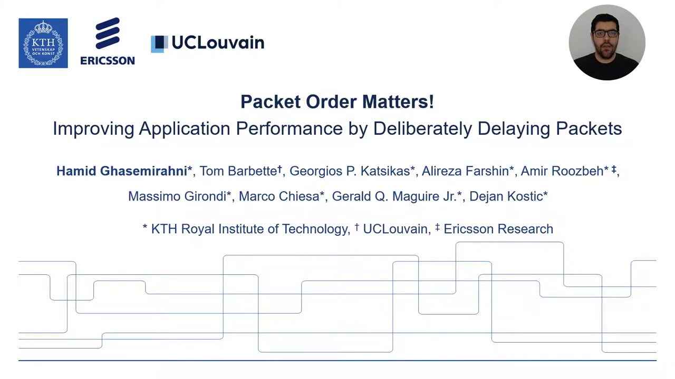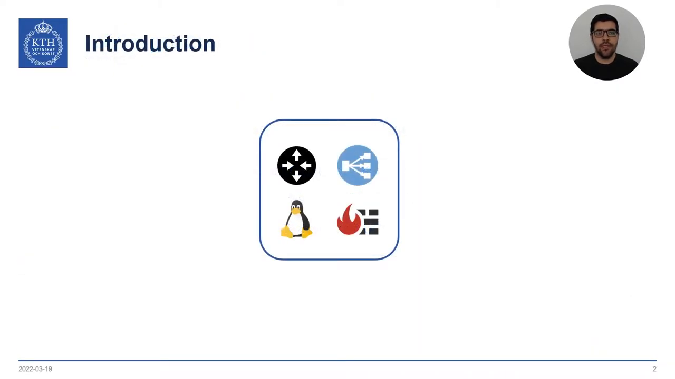Hi everyone, I am Hamid and I am going to present "Packet Order Matters: Improving Application Performance by Deliberately Delaying Packets". Let's start with a simple example. Assume that we have one or a set of network applications, which can be routers, firewalls, load balancers, or even end host applications that are running on top of the Linux network stack.